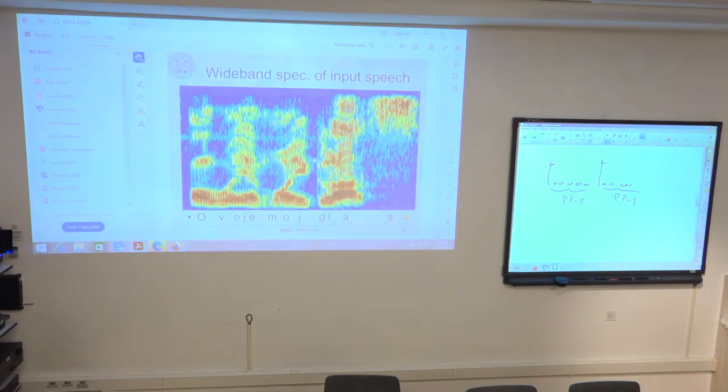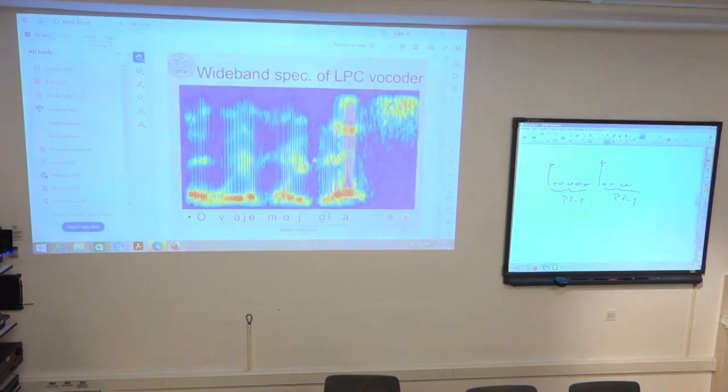And if I compute the wideband spectrogram of the original speech, of the input speech, it is this spectrogram. And this is the spectrogram of this synthetic LPC output. And it is the one that I have just played.